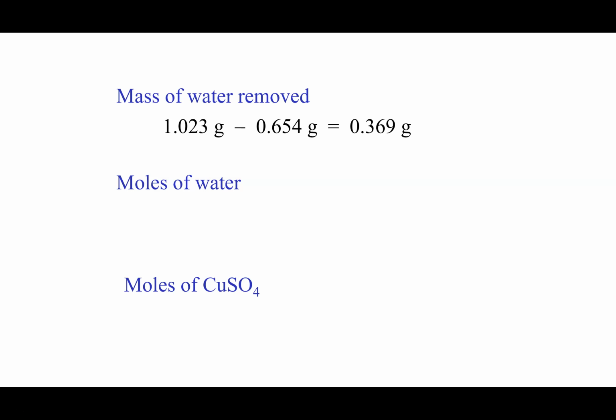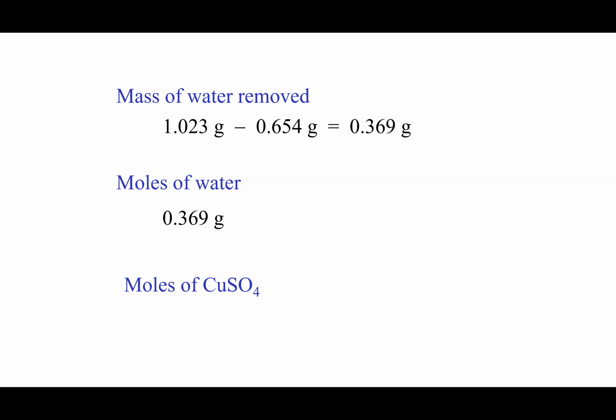Don't forget, when we're subtracting like this, we round according to decimals. So if we take the mass of the hydrated salt, 1.023 grams, and subtract the mass of the salt without the waters of hydration, 0.654 grams, you're looking at 0.369 grams. All right, so for moles of water, we're just going to take that 0.369 grams. You guys have been doing a lot of these. What's the next term to get from grams to moles? The molar mass, yeah.